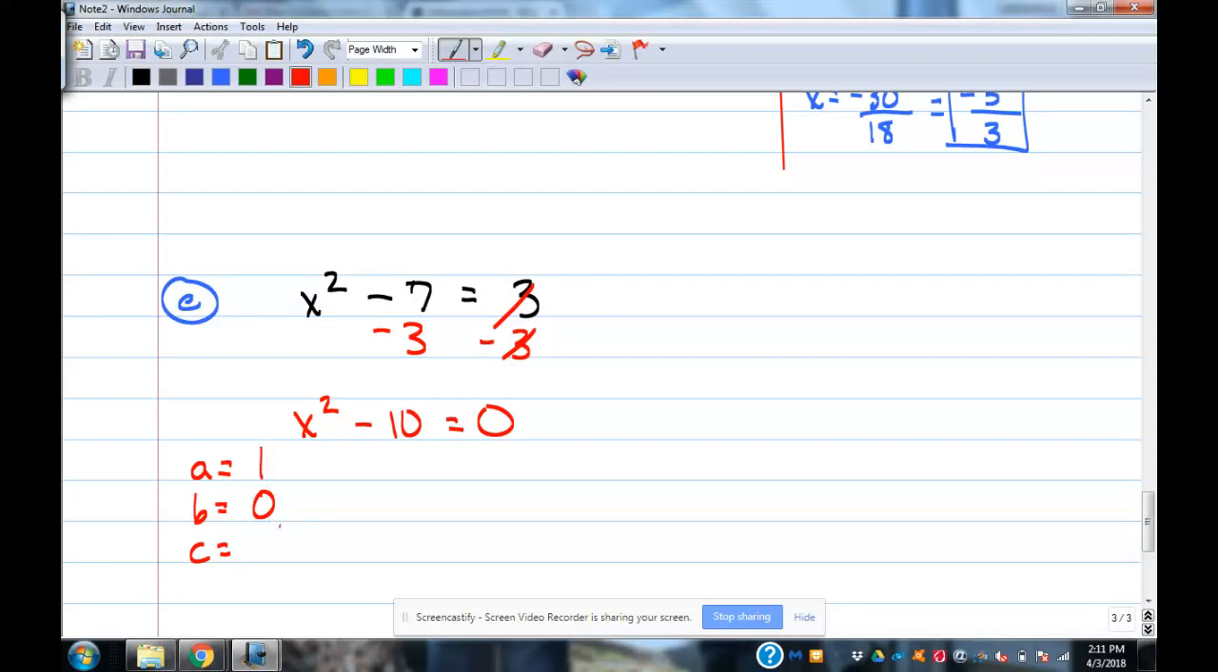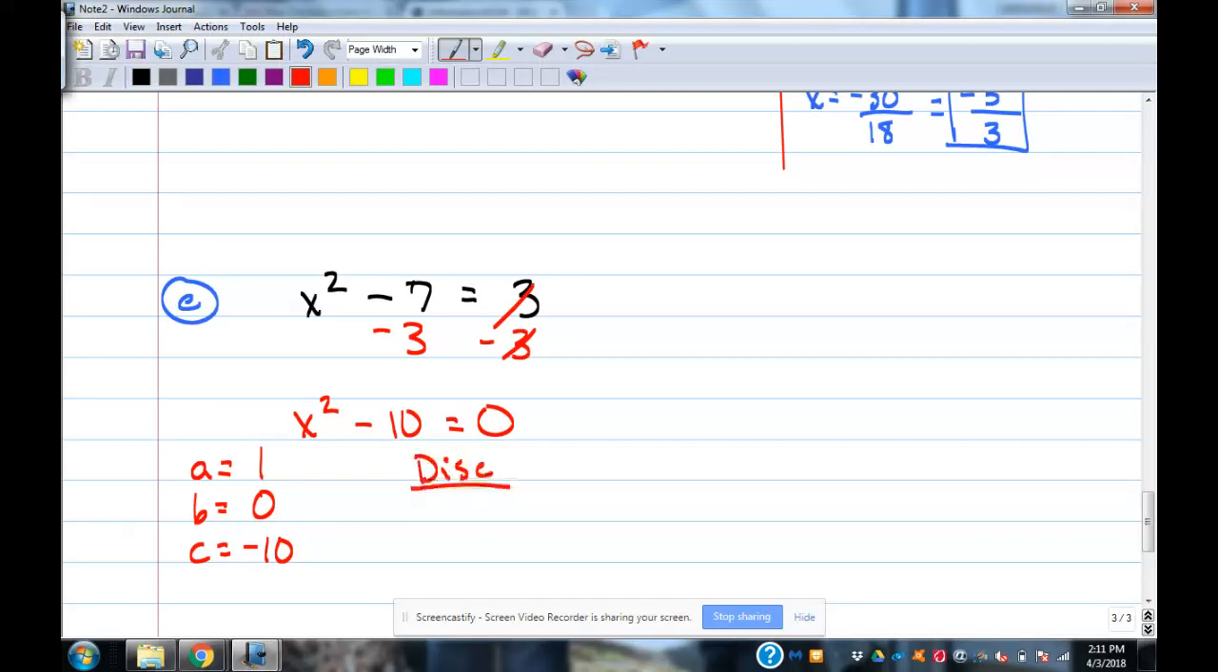Oh, you said C, -10. Yeah, b is 0 because it's not there. There's not a plain x in the problem, so that's why b is going to be 0. After you get the list of a, b, and c, it's all the same. The discriminant, how you work it, all works the same.